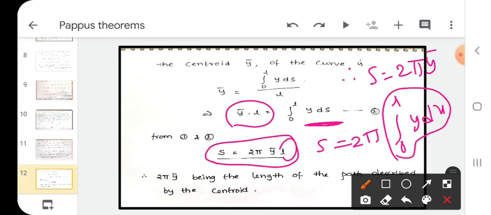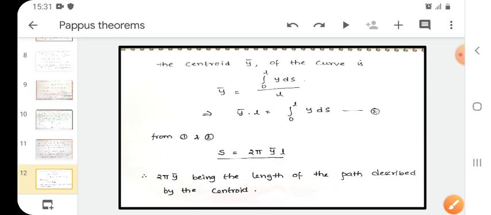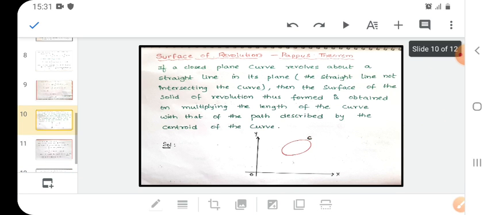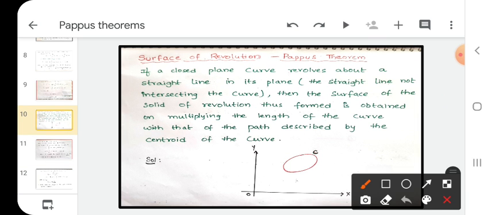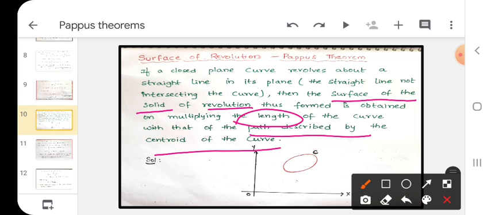Here, L is the length and 2 pi y bar is the path of the center of the given curve. Okay, next, see here, 2 pi y bar is the length of the path described by the centroid. This is the Pappus theorem on surface of revolution. The surface of a solid of revolution is obtained by multiplying the length of the curve and the path described by the centroid of the curve.